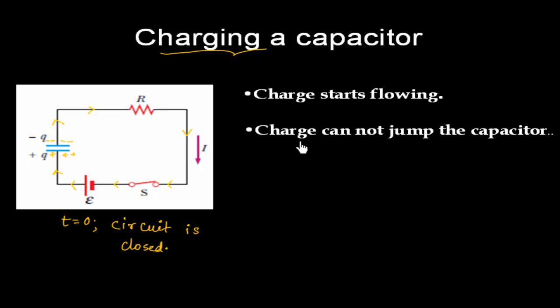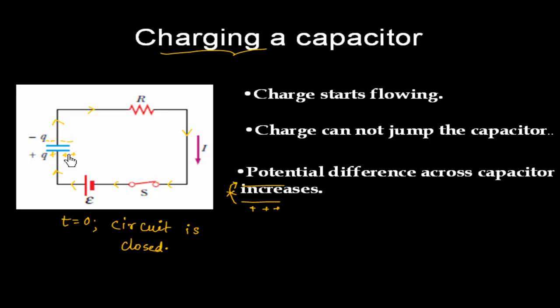Another important point we have: charge cannot jump across the capacitor. Once positive charge is deposited here, this charge cannot jump to the other plate because we have a vacuum. So let us say if I have a plate here with positive charge, this charge cannot jump to this plate. So basically there is a discontinuity.